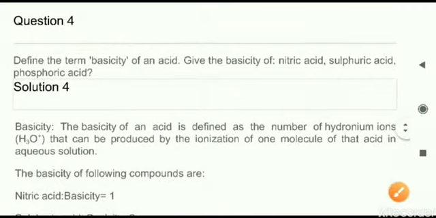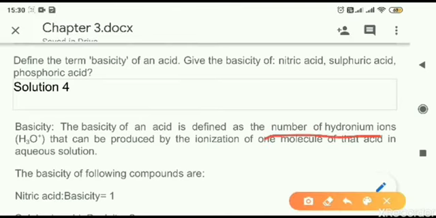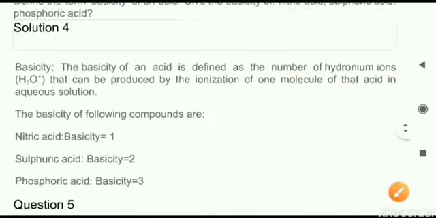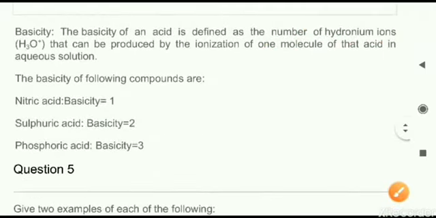Next, question number 4, define the term basicity of an acid, and write the basicity of these acids. So basicity is the number of hydronium ions, H3O+ ions, produced by a single molecule of acid. That is called the basicity of an acid. We have learned 3 types: monobasic, dibasic and tribasic.